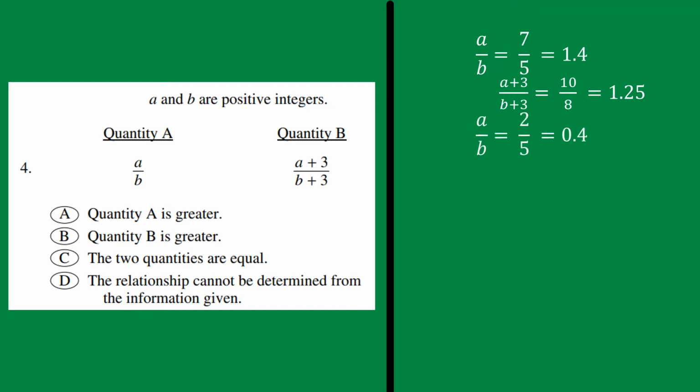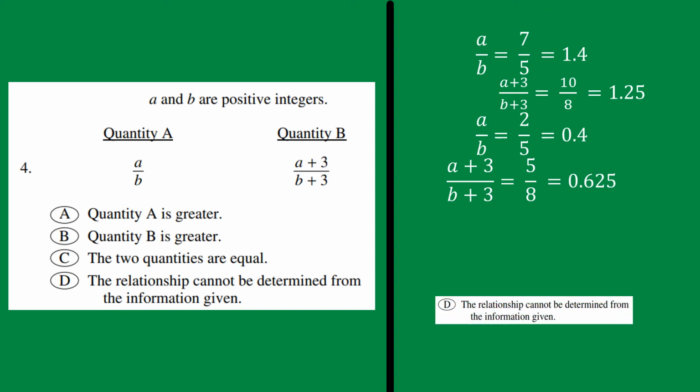Since A and B are positive, I can even take A to be 2 and B is 5. So when the numerator is less than the denominator, in this situation I get that as 0.4 and the quotient A plus 3 by B plus 3 is 2 plus 3, which is 5. 5 plus 3 is 8. 5 by 8 is 0.625. In this case, A plus 3 by B plus 3, which is quantity B, is greater than quantity A. So in the first case, quantity A was greater. In the second case, quantity B was greater. So we cannot predict. We cannot find the relationship between these two quantities using the information given here.